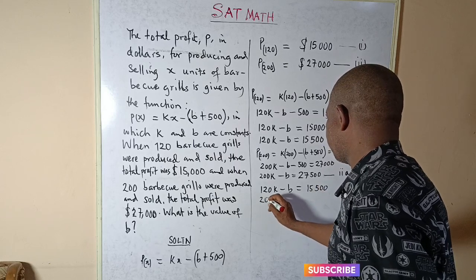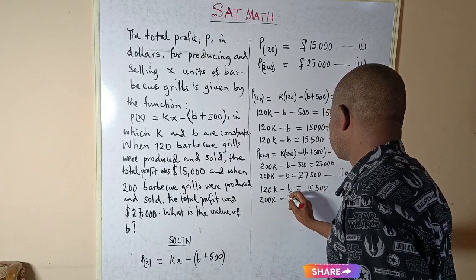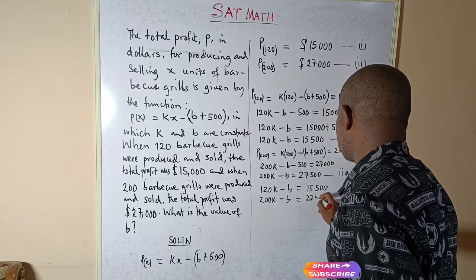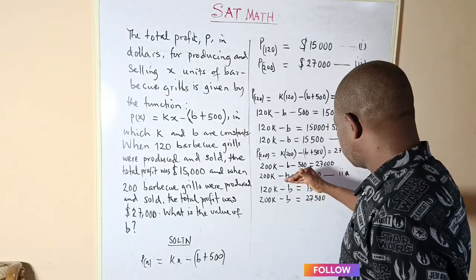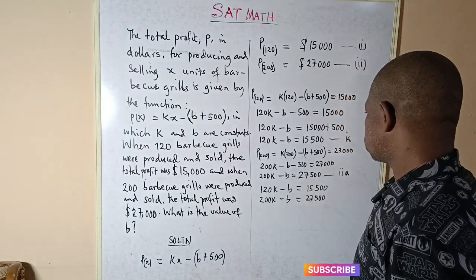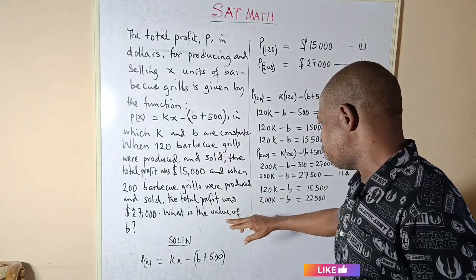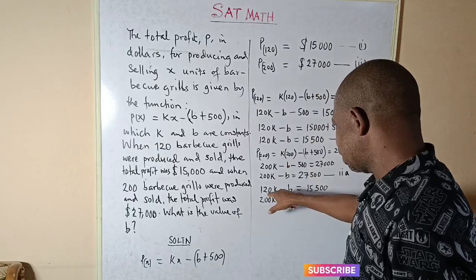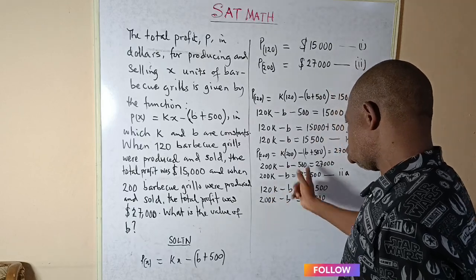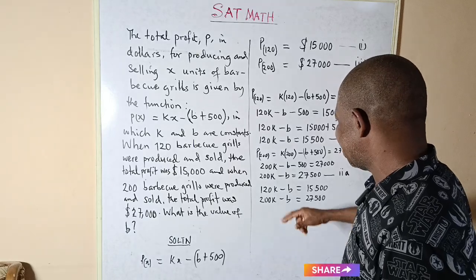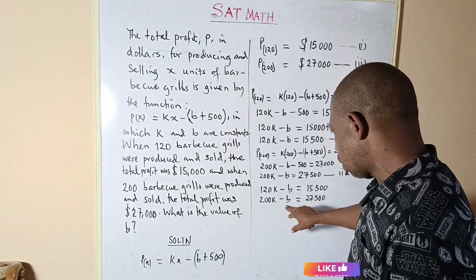Then 200K minus B equals 27,500. We solve these two equations by elimination method. Even though the question has asked us to find B, it's rather easier here to find K, and then we'll substitute eventually to find B. That's because the coefficient of B in both equations is minus 1.